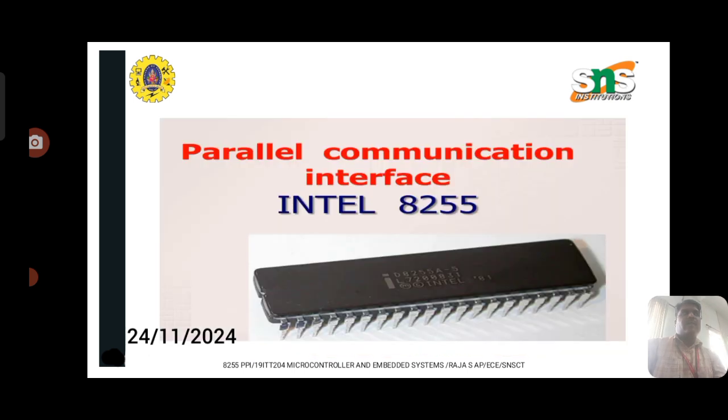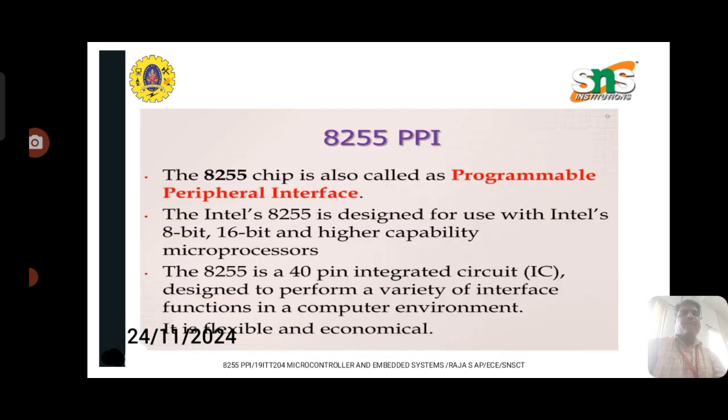So this IC looks like this, the 8255. The 8255 is an IC chip based programmable peripheral interface. Intel's 8255 is designed for use with Intel's 8-bit, 16-bit and higher capability microprocessors. The 8255 is a 40-pin integrated circuit in a dual in-line package. It is flexible and economical.